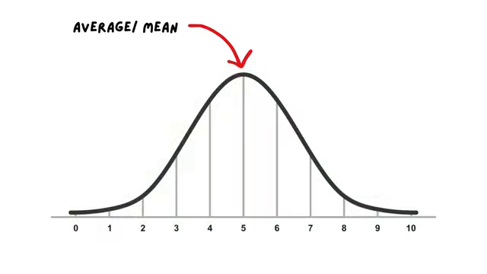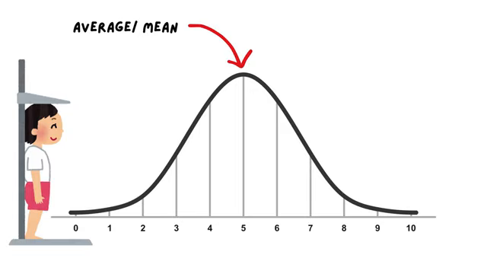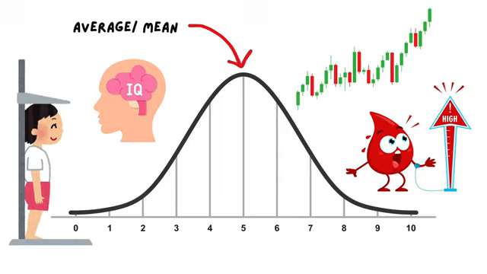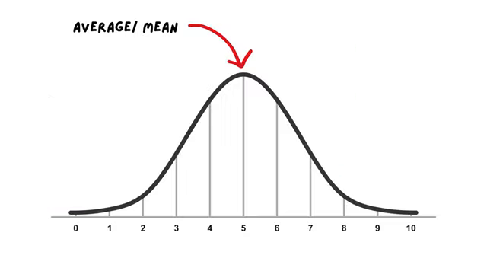This pattern is not unique to just our class. It appears everywhere in nature and real life. Heights of people, IQ scores, blood pressure levels, and even certain economic trends tend to follow this same bell curve pattern. Now, why is the normal distribution so useful?